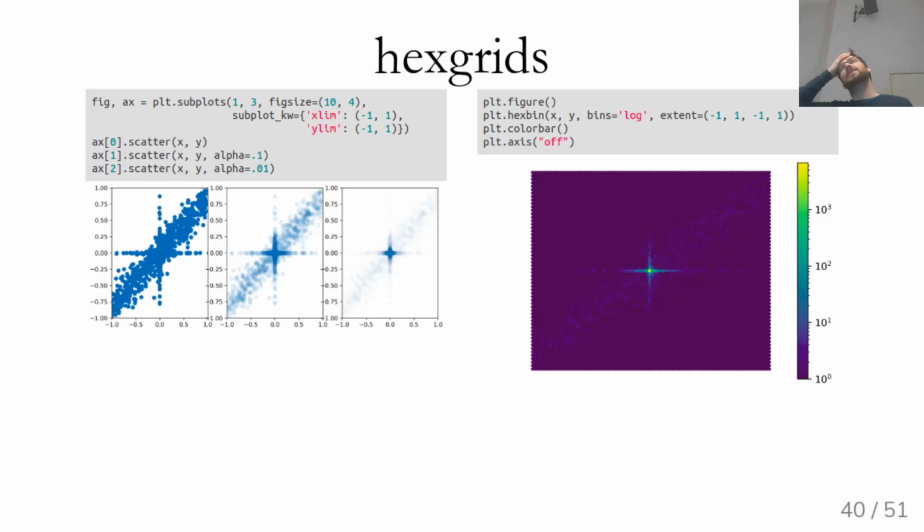Oh, there's another one that I should have put on the slides but didn't. There's a software called Data Shader for bokeh, but there's also a Matplotlib version. I'll post a link to it, which basically uses every single pixel as a different bin, and it's also kind of cool.